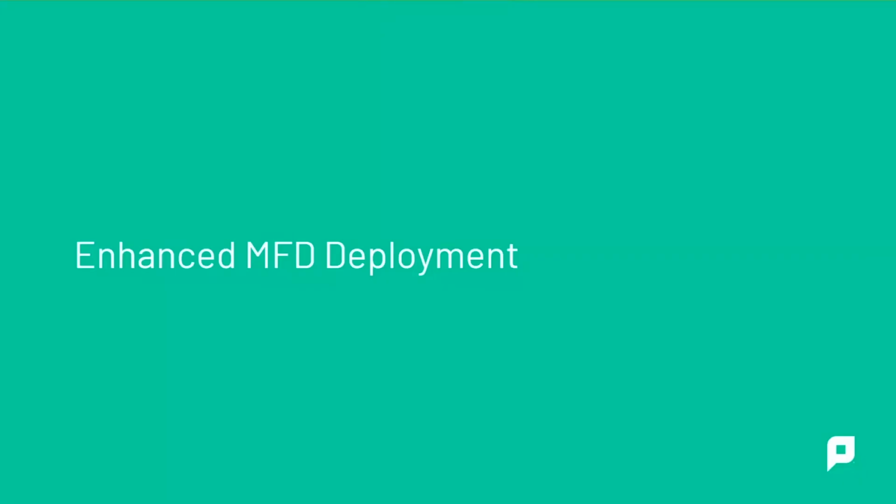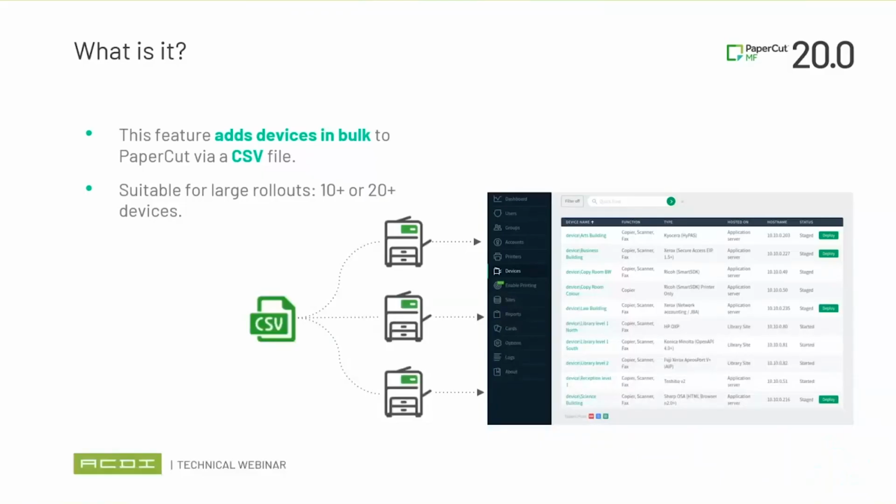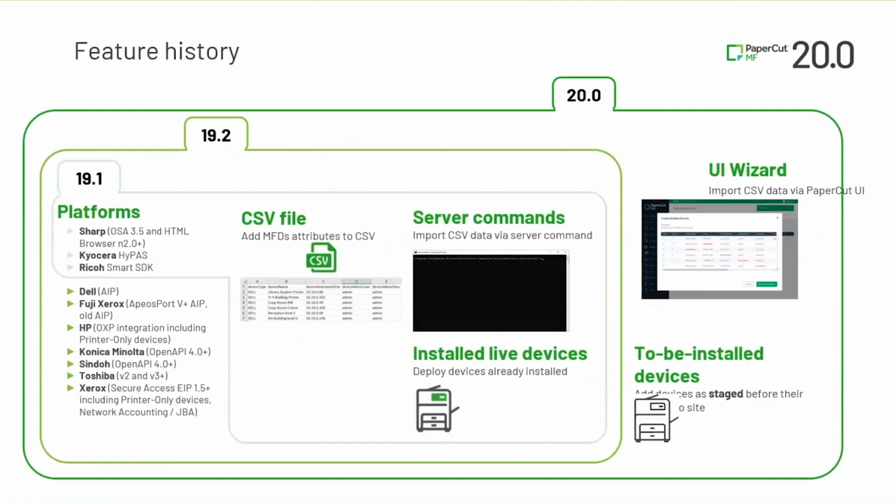Moving on now to enhanced MFD deployment. What MFD deployment means is the ability to roll out many devices all at once, like when you have 10, 20, or more to install. This was introduced using server commands on a few platforms with version 19.1. We added some more OEMs with 19.2. Now there's a wizard built into the admin console so you can stage devices that will be installed later so they're ready to go.